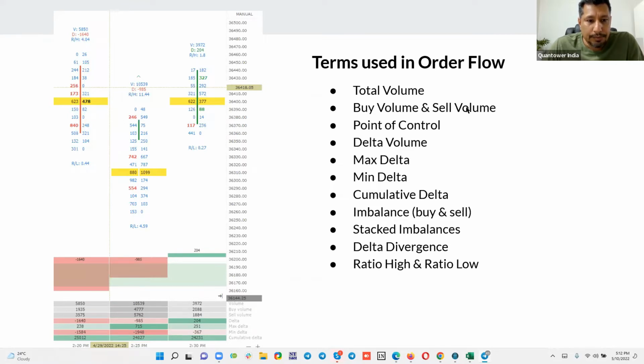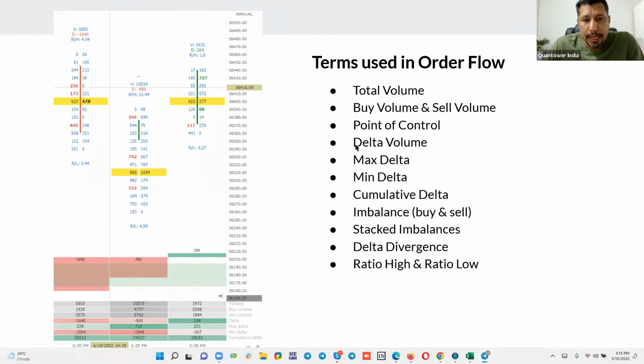Then buy volume and sell volume. If you look at the left side of the order flow chart or cluster chart, all the volume traded on the left side is the sell orders executed by the aggressive sellers, and on the right side are all the orders executed by the aggressive buyers. The point of control is where maximum volume has happened, and that is highlighted in yellow here. Every cluster chart or order flow chart bar has a point of control highlighted in yellow.